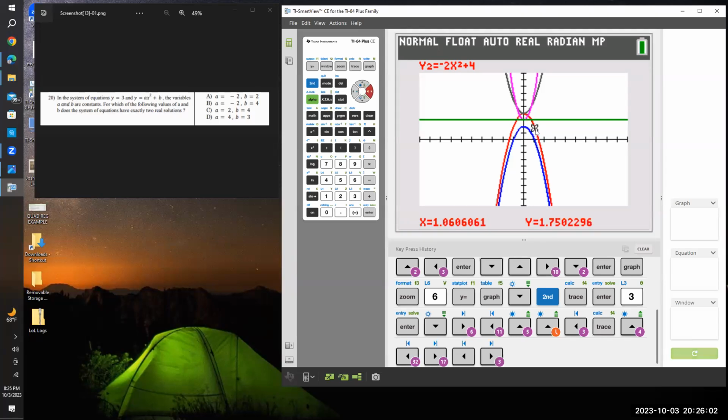So this little butterfly drone here, that you can move along the string, you can see that there's 2 locations where it must equal 3. All right, any questions on number 20? And definitely use the graphing calculator, it makes it much easier.